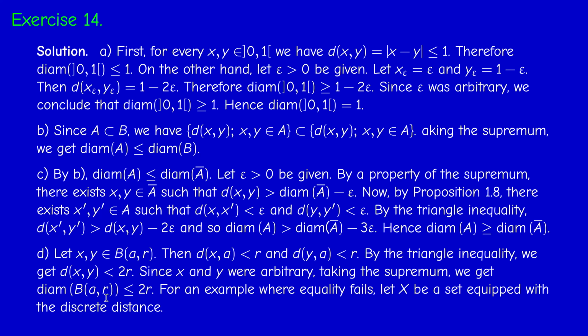We know from a previous video, from section 1.1, that with respect to this special distance, the ball of center a and radius 1 is reduced to the center. So B(a,1) is just the singleton {a}. And the diameter of the singleton {a} is 0, of course, because the distance between a and itself is 0, whereas twice the radius is 2. So we don't have equality here. Okay, and of course you can give other examples if you like.